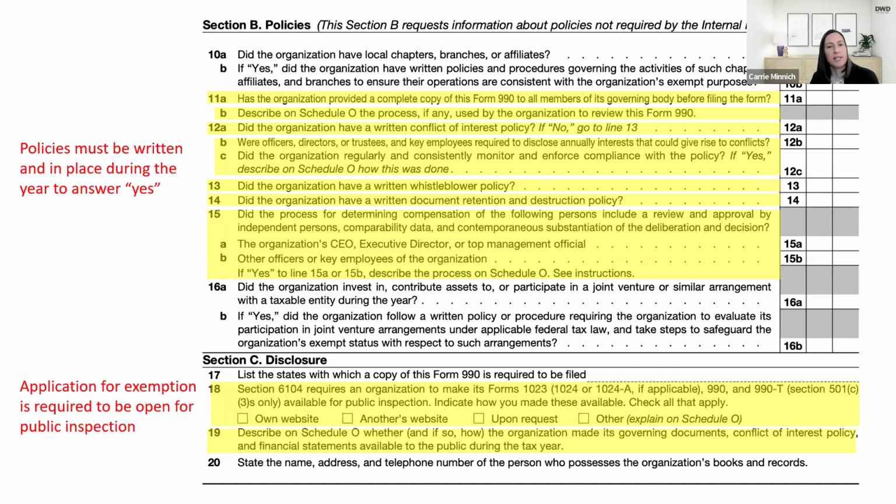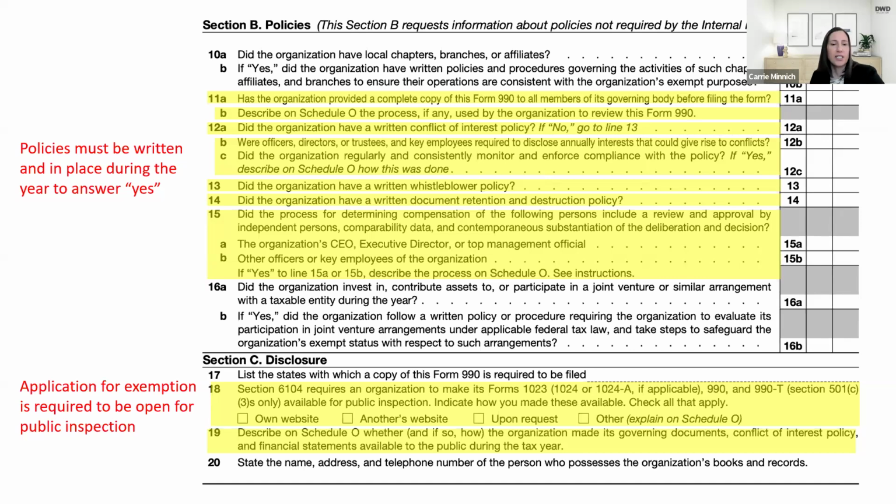Number 15 talks about the process for determining compensation of your executive director and key employees and officers. The IRS is very, very big on officers' compensation, making sure that the executive director, the CEO, is not receiving excess compensation. So in our area in the Midwest here, that's not usually an issue, but still we need to make sure that we follow it, and we need to make sure that we have a written plan and policy in place in determining that compensation, which we'll talk about in a little bit.